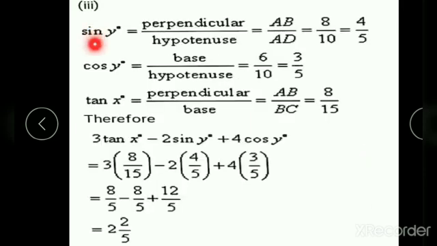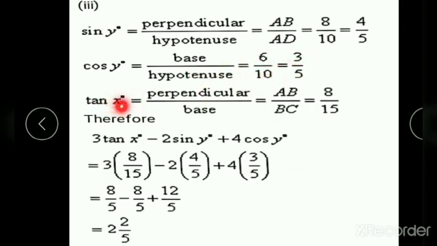And you have to find out 3 tan x naught minus 2 sin y naught plus 4 cos y naught, right? So for this you should know what is tan x naught, sin y naught and cos y naught, right? So substitute the formula: sin y naught is equal to perpendicular divided by hypotenuse. Perpendicular is AB divided by AD, that is 8 divided by 10. That gives you, 2 4s are 8 and 2 5s are 10, 4 divided by 5. Cos y naught is base by hypotenuse. Base is 6 divided by hypotenuse 10. So you get 3 divided by 5.